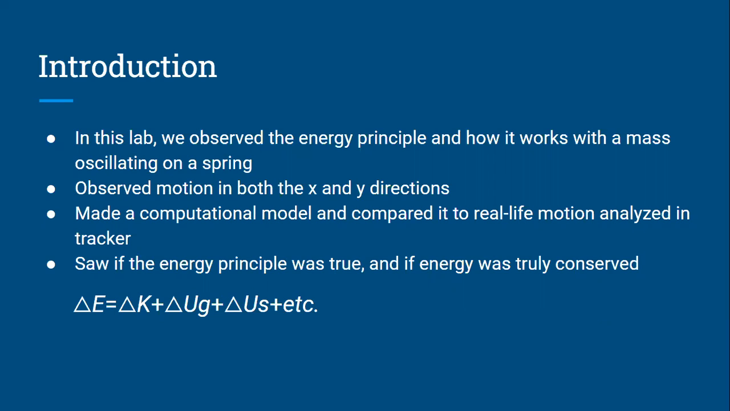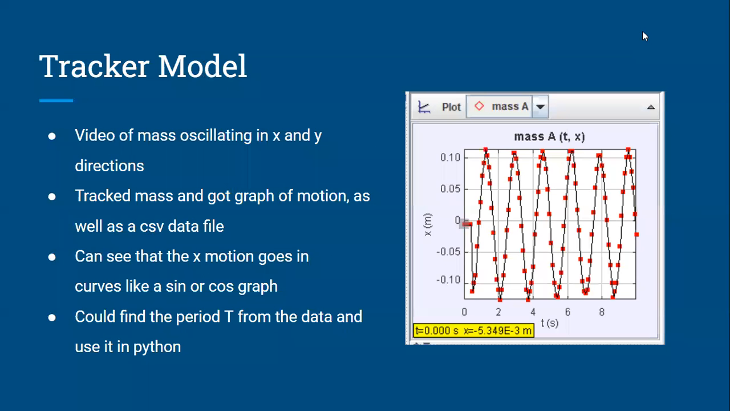So the energy principle states that change in energy is equal to your change in kinetic energy and change in potential gravitational energy and your spring potential energy and any other types of energies. So when we look at our Tracker model, we had a video of a mass oscillating in the x and y directions, and we tracked the mass and got the graph of the motion as well as a CSV data file that we would later use in GlowScript.